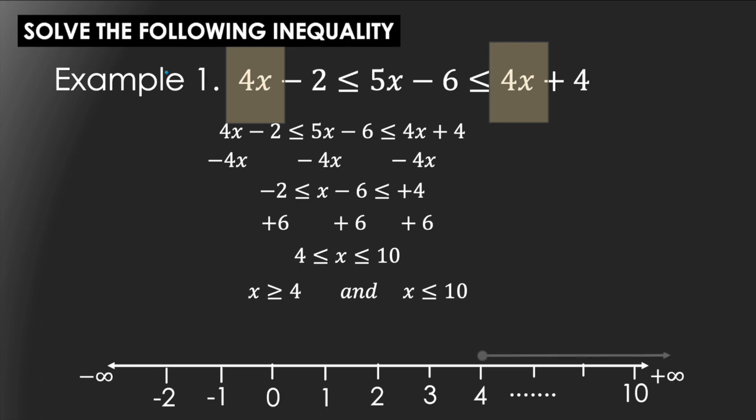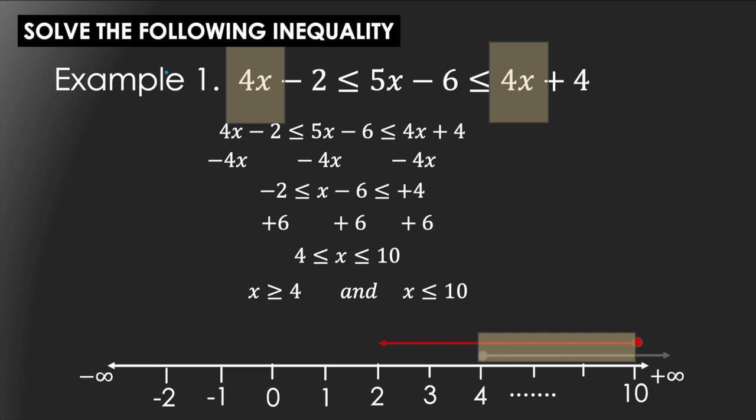Next, let's graph x less than or equal to 10. Since 10 is included, we use a closed circle again. Then shade all the values less than 10, including 10. So here you can see the values between 4 and 10 overlap. That means all the values between 4 and 10, including 4 and 10, would make our inequality true.